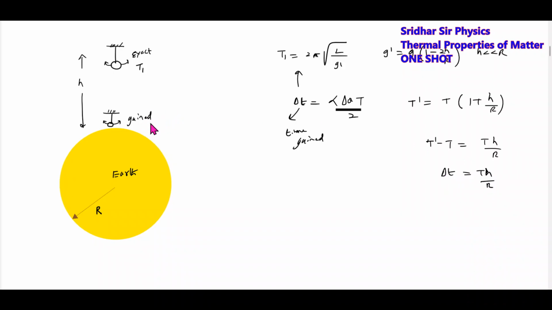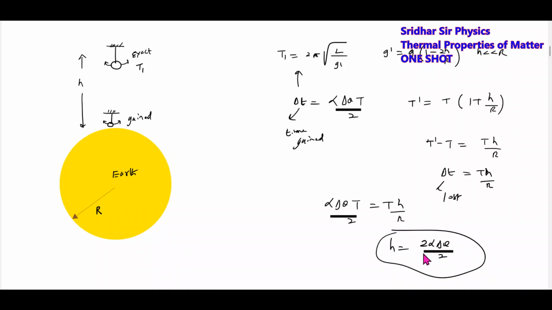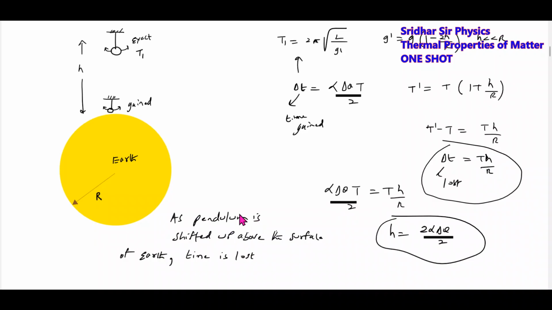So the time it has gained here, that much should be lost at height. So I'll equate these two. There's a time gain, there's a time loss. When can it be made exact? When alpha delta theta T by 2 equal to T H by R. T will get cancelled out. So H equal to alpha delta theta R by 2. What is delta T? Delta T will come from here, the time gained. Like this, H and alpha will be related here. And there is one formula, try to remember. As you move to a certain height, this will be the time lost.